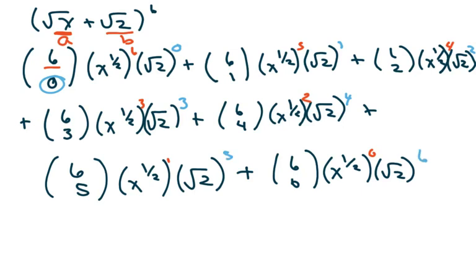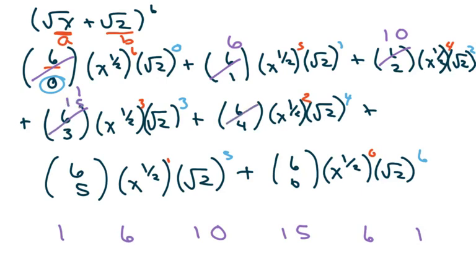Now, you also need to know that this follows the Pascal's triangle, which is going to be 1, 6, 15, 20, 15, 6, and then 1. So this is 1, and you could fill this out. This is 1, 6, 15, 20, 15, 6, and 1. Also, this is 1. Anything to the 0 power is 1.